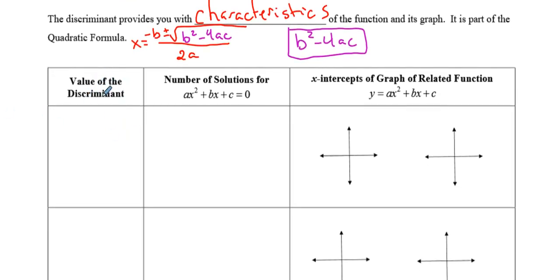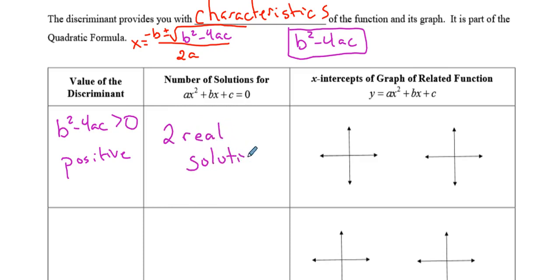Alright, so we're going to look at the value of the discriminant. So we're going to see what happens when the b squared minus 4ac is greater than 0. So when it's greater than 0, we'll say that the discriminant is positive. So when the discriminant is positive, the b squared minus 4ac will be greater than the value 0. So when that's true, we will have two real solutions. Alright, and what that would look like on the graph is something like this.